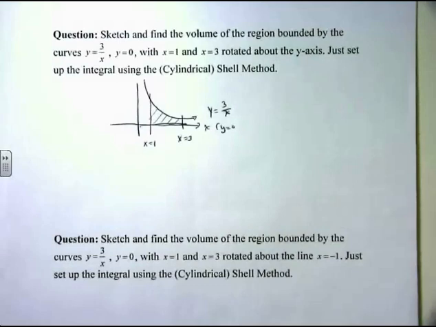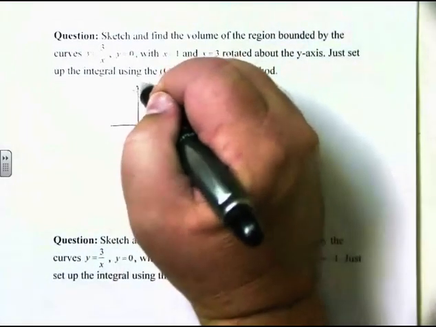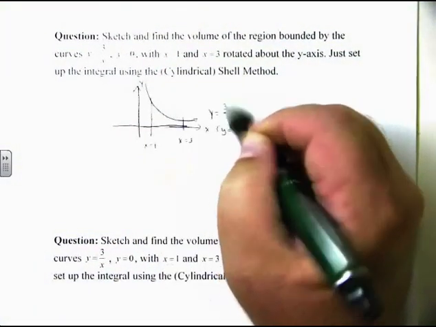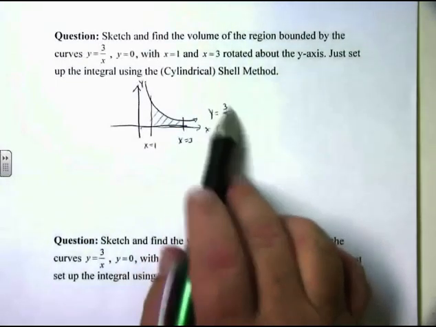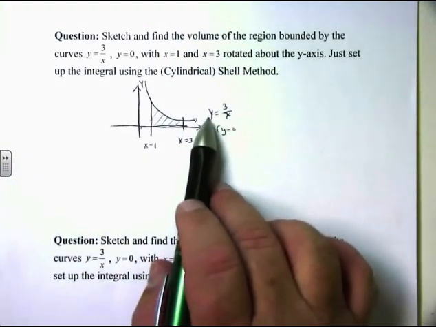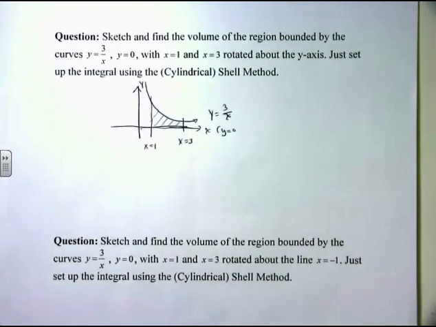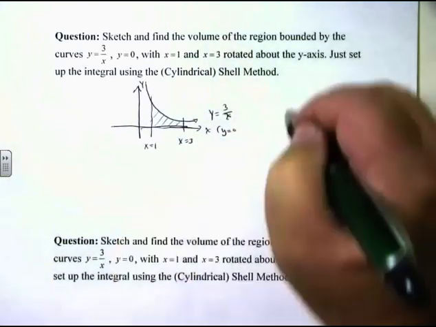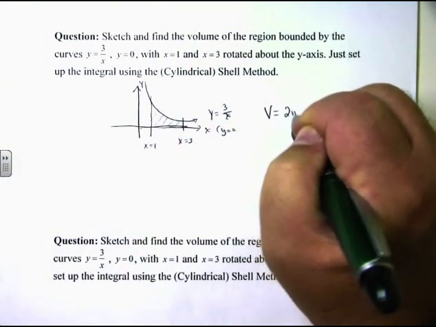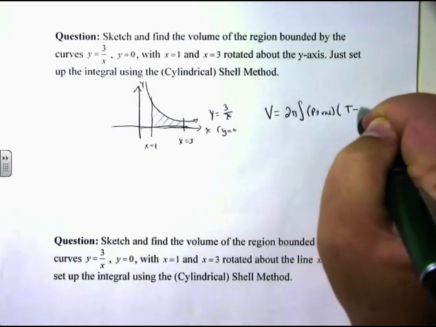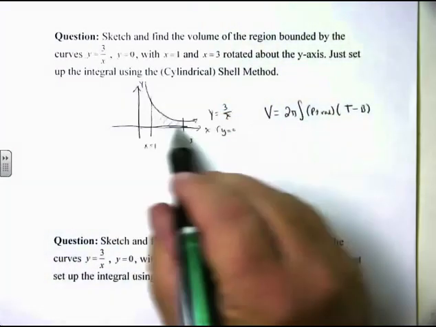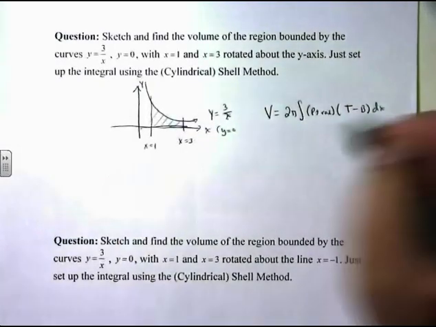And now, what exactly am I trying to calculate? I want to rotate this region about the y-axis. My function is in terms of x, and I want to go around the y-axis. That screams shell method, and that's what we're told to do. But because this is a simple problem, you could have solved for x in terms of y and manipulated this thing and then tried to use the disk washer method on it. But even then, I think it'll be easier to use the shell method. So shell method is volume equals 2 pi times the integral of the radius times top minus bottom. If we're going function in terms of x around the y-axis, the function in terms of x means it's going to be dx from a to b.